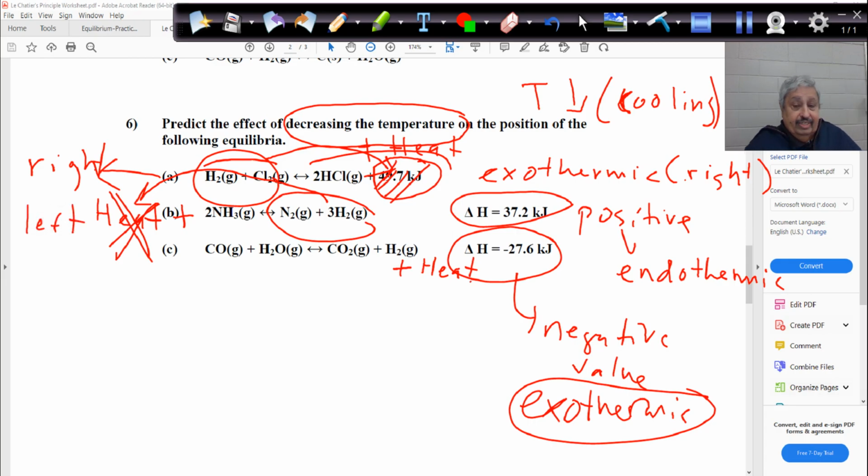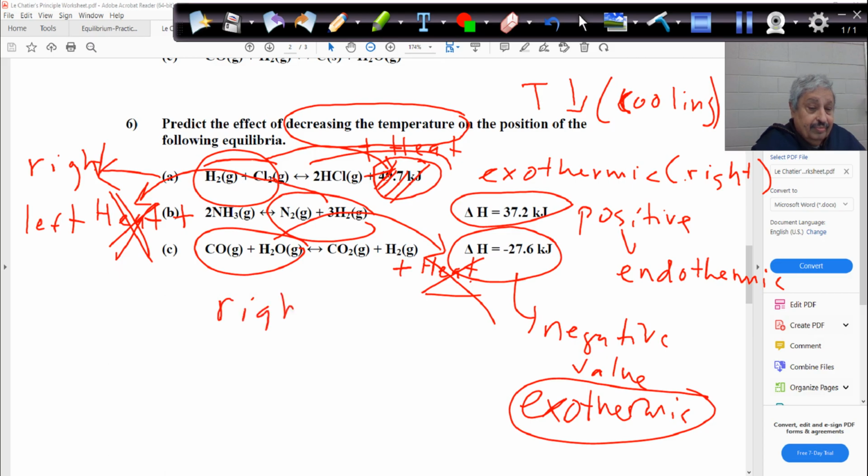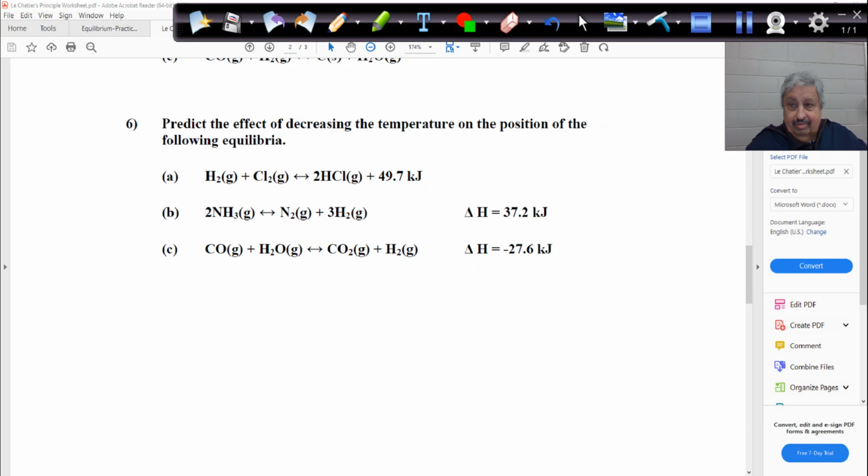How about here? The heat is on the right, correct? That's an exothermic reaction. And you're decreasing the heat, taking the heat away. So this one here has to react to compensate for whatever is lost. So the shift will be to the right. Makes sense? It looks like with the heat, you are a little bit shaky, correct? A little bit shaky? Well, let's take another example here.